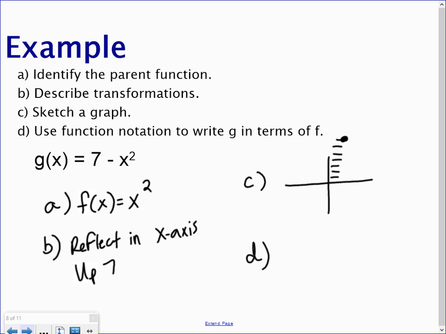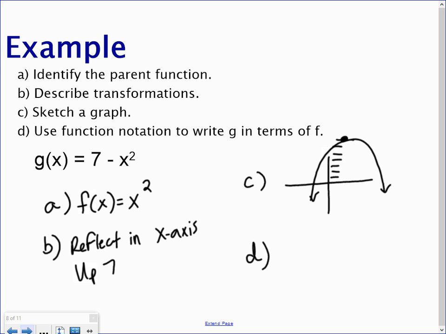And then what will the negative do? Make the parabola open down. Okay, so imagine that's happening at the y-axis. You went up 7 and then you flipped it. And then D is new.